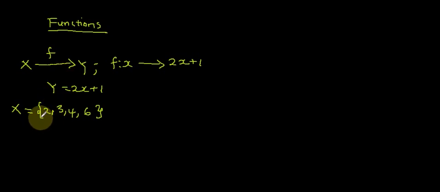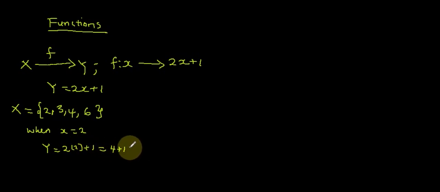All we need to do is substitute the values of x in the given rule, which is the function. So when x is 2, because that's the first element, well, it doesn't mean you must start from the first element. You can start from any of the elements of your choice, but just take note of the values and the answer it's giving. When x is 2, we have y to be 2 times 2 plus 1, which gives us 4 plus 1, which is 5.